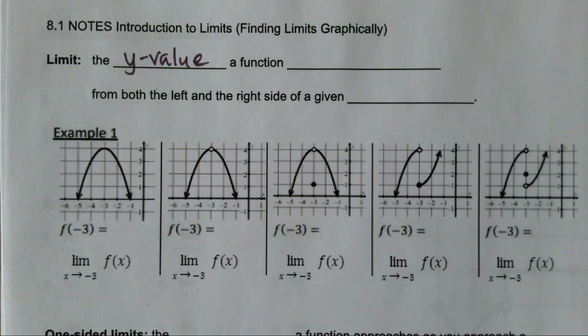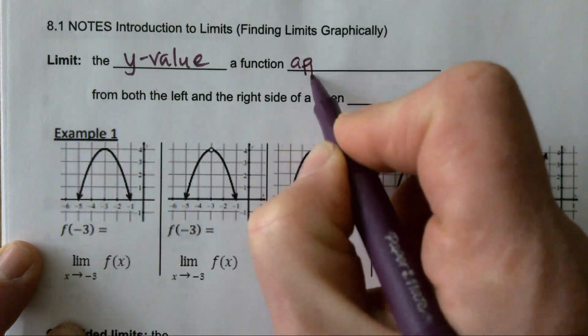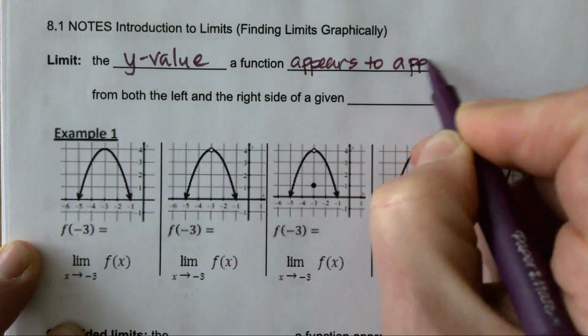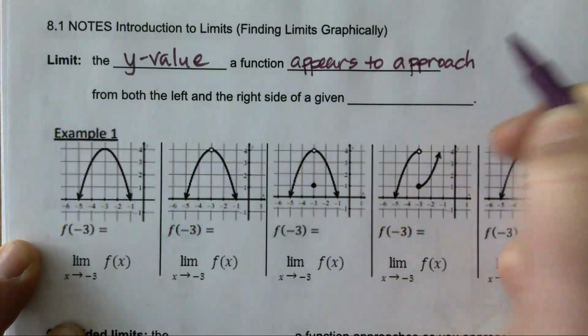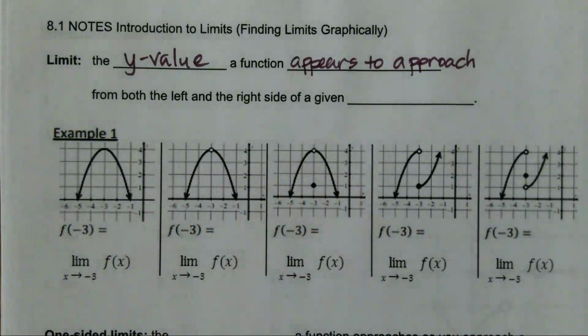Okay, so the limit is the y value a function appears to approach. That term "appears" is very important when we're working graphically, because graphically finding limits is a very visual thing. It's what the function appears to approach for both the left and right hand side of a given x value.